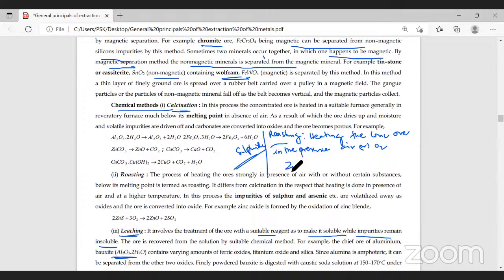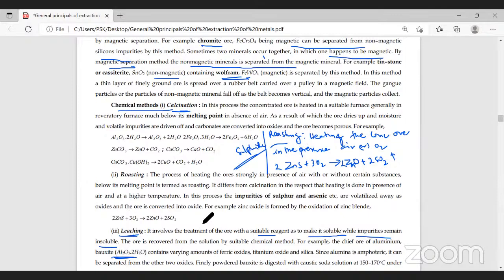Now for an example, if you take zinc sulfide, if I heat it with oxygen, it gets converted to zinc oxide, giving you sulfur dioxide gas. So roasting and calcination are done for various purposes. I will tell you later. Roasting is heating the concentrated ore in the presence of air or oxygen. Now the example I've given you. If they ask you what is roasting for 2 marks, you should explain with an example like what has been written.